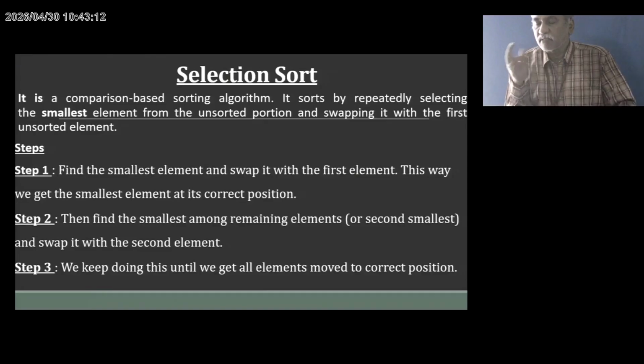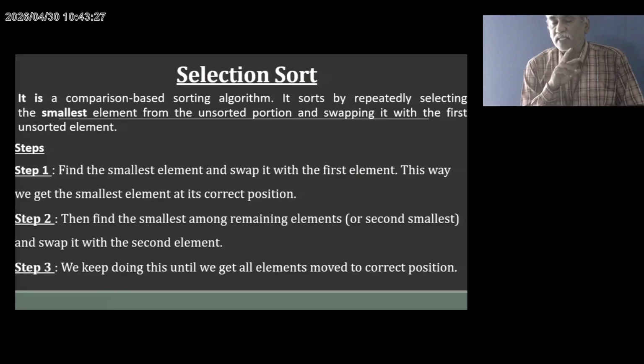So it's a comparison-based one. Wherever in the list the smallest number appears, we are going to select that number and push it to the first position, second position, and third position like that. So if the biggest number is found, that number will be swapped to that position, right?